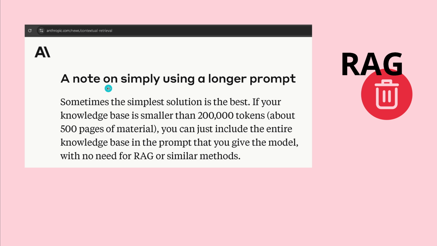The introduction, they say, hey, the simplest solution is the best. So they say, if your knowledge base, your document server, whatever you want to extract, is smaller than 200,000 tokens, and what a coincidence, Anthropic's models have 200k context length if we count it in tokens. This is about 500 pages. You can just include the entire documents in the prompt, and there's no need for RAG or similar methods.